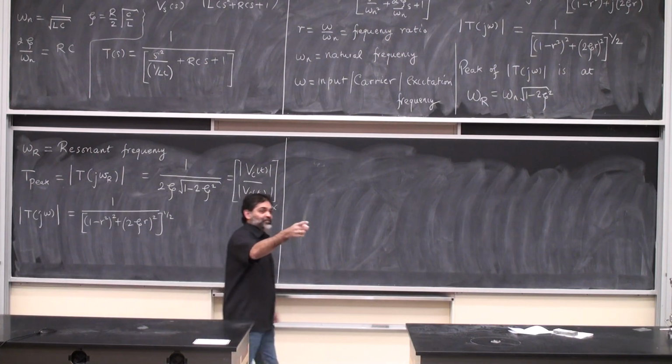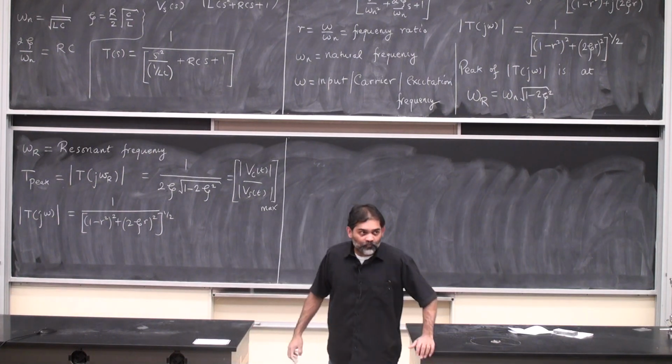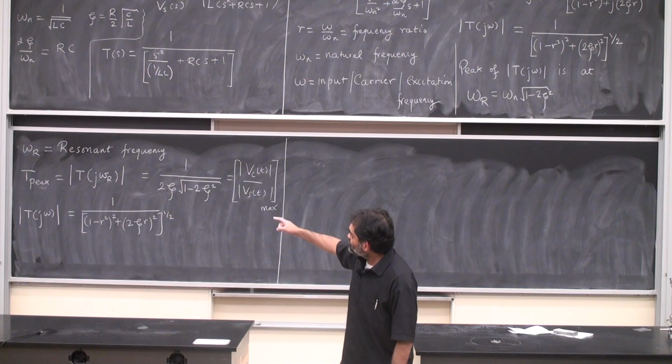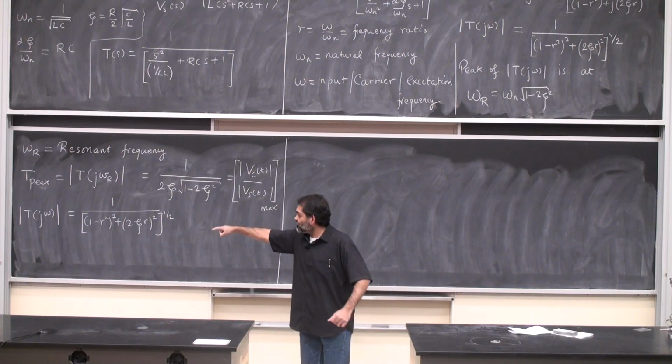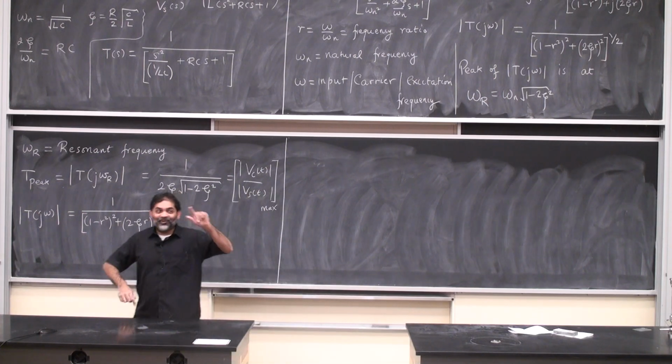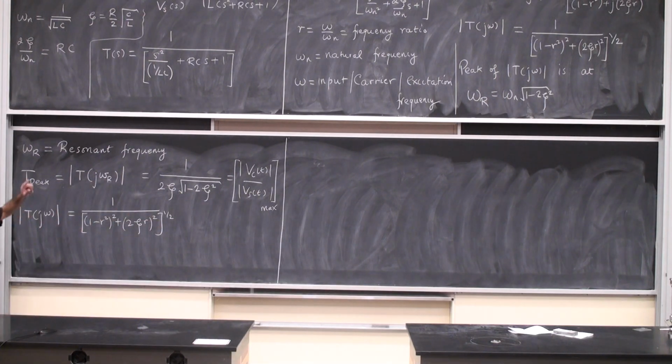Somebody had a question. Yes. That equation for T of j omega equals 1 minus r squared, 2 zeta r. Louder, please. That equation for T of j omega, 1 minus r squared, 2 zeta r squared. Is that going to be general? No. That's the thing. So I want to make sure this is specific to our problem.